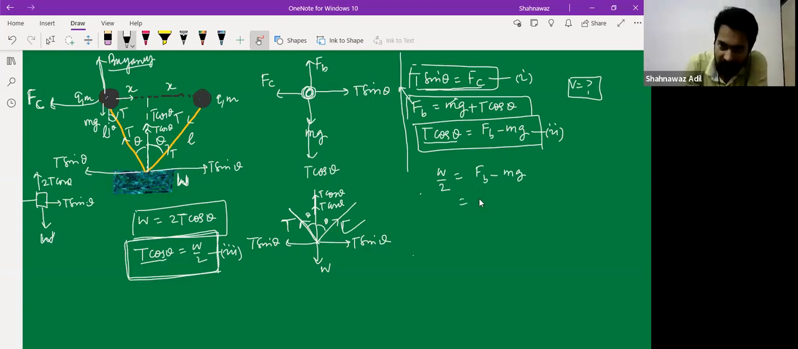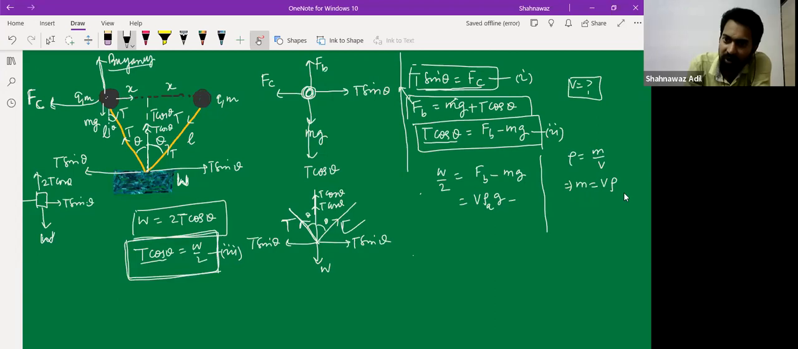So we already know that this is V and density of the medium, right? And gravitational acceleration, right? And then you have this. So mass we can write with respect to volume. So mass is... density is how much? Density is mass by volume. So mass is volume into density, right?